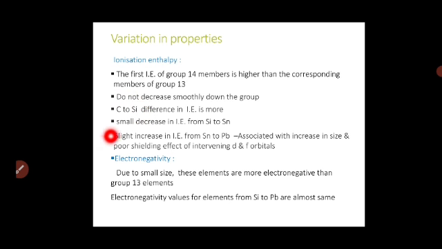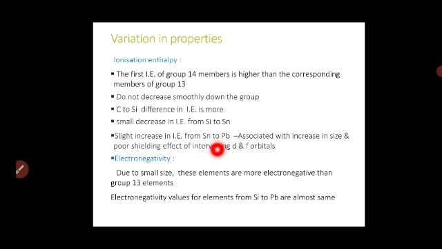Okay, but after that, from silicon to tin, the ionization enthalpy decreases, but this decrease is very small. If you see the table given in the textbook, you will come to know what the values are. Then what happens from tin to lead? From tin to lead, a little increase takes place in ionization enthalpy.